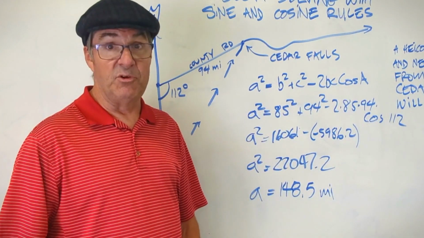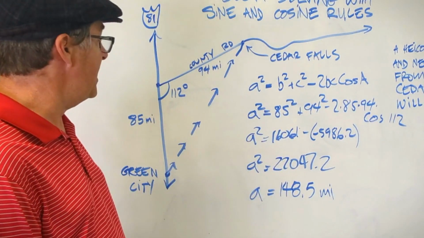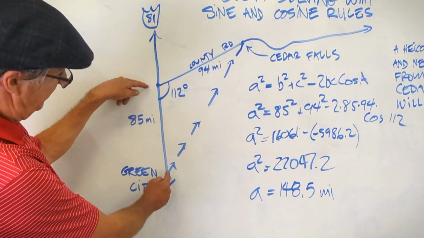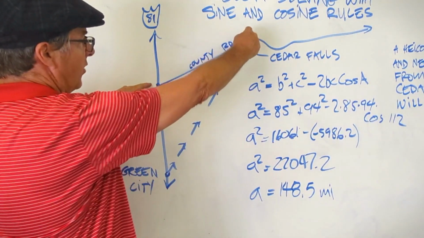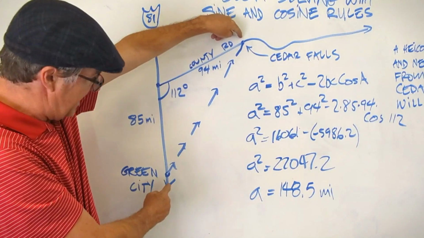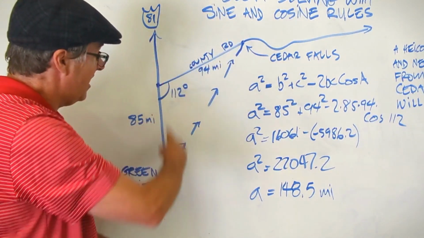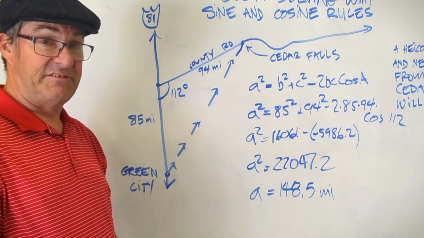So now we do our reasonableness check. Does that make sense on our diagram? And indeed it does. If that's 85 and that's 94, it makes sense that this would be 148. It's the biggest side of our triangle, and yeah, that makes sense.